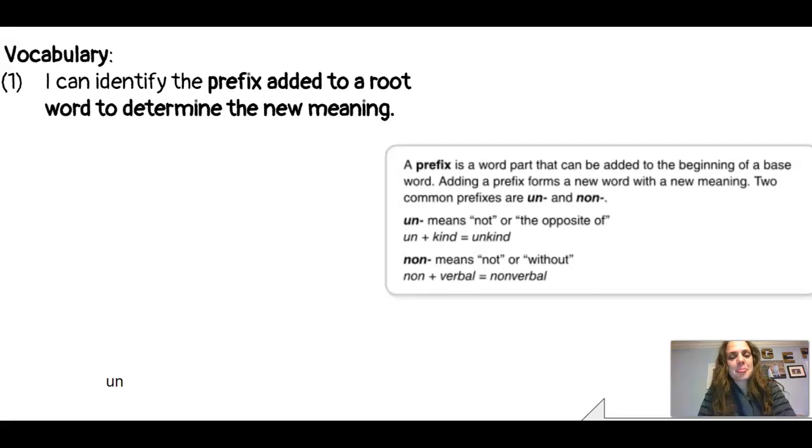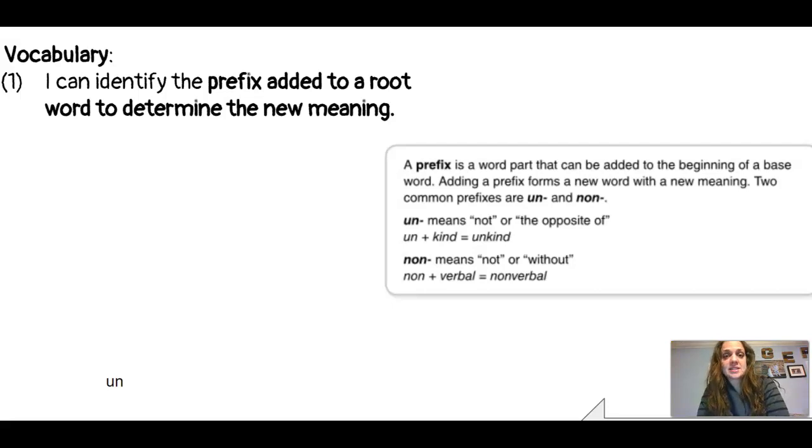Hey, third grade. Welcome to our next purpose as readers for vocabulary. I can identify the prefix added to a root word to determine the new meaning. So we have had this as a purpose before, so we're going to build on what we know. When we say the word prefix, what does that make you think of?